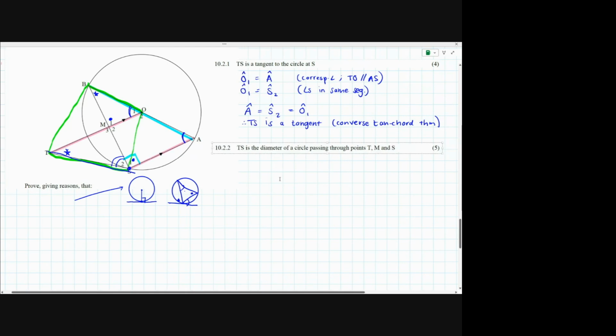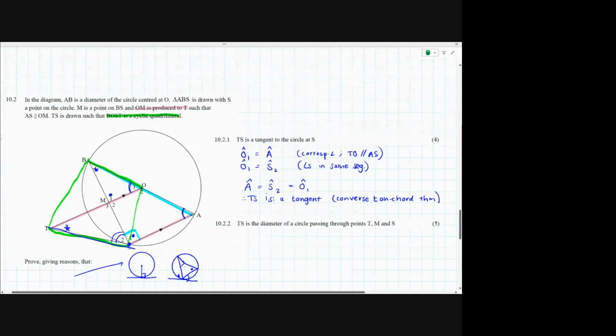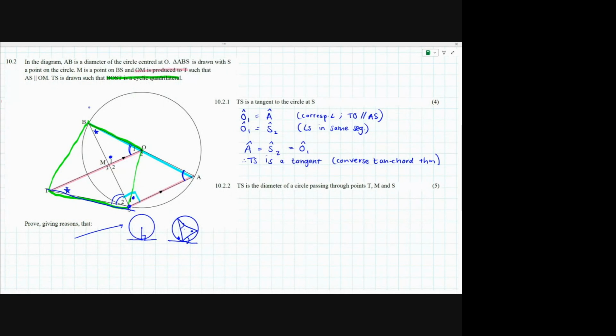The next thing it's asked me to prove is that TS is the diameter of a circle passing through the points T, M, and S. So now we almost need to imagine a whole other circle situation going on here. So T, M, and S, essentially a circle going through those points. Prove that it is a diameter.